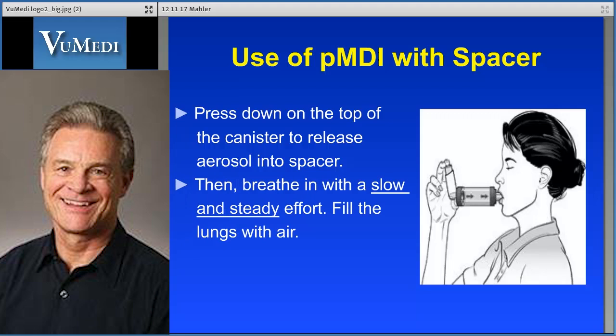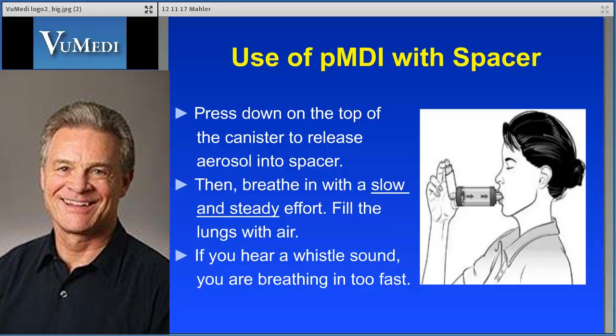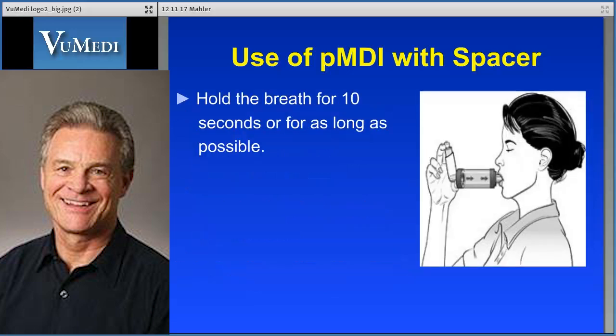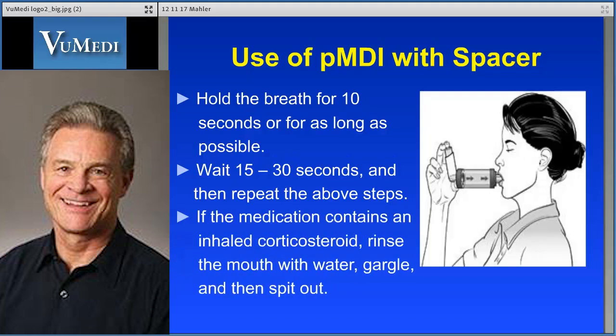Then breathe in with a slow and steady effort. Fill the lungs with air. If you hear a whistle sound, you are breathing in too fast. Hold the breath for 10 seconds or for as long as possible. Then wait 15 to 30 seconds and repeat the above steps. If the medication contains an inhaled corticosteroid, rinse the mouth with water, gargle, and then spit out.